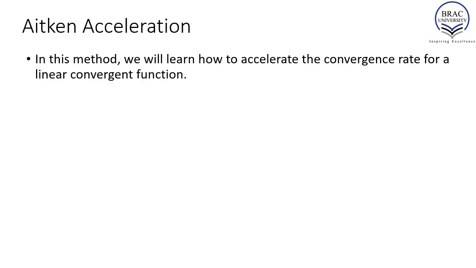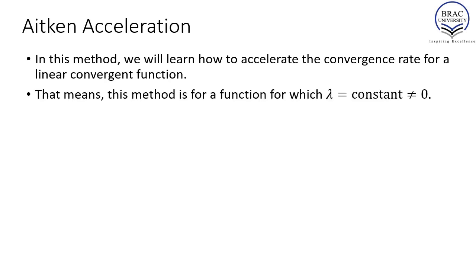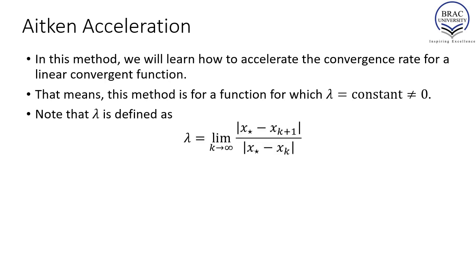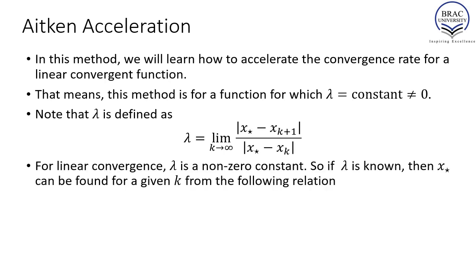In this method, the Aitken acceleration, we'll learn how to accelerate the convergence rate for a linearly convergent function. That means this method is for a function for which lambda is a constant, but non-zero constant. Note that lambda is defined as the ratio of the error terms in the limit as k goes to infinity. Whenever lambda is constant but less than 1 and greater than 0, we call it linear convergence.